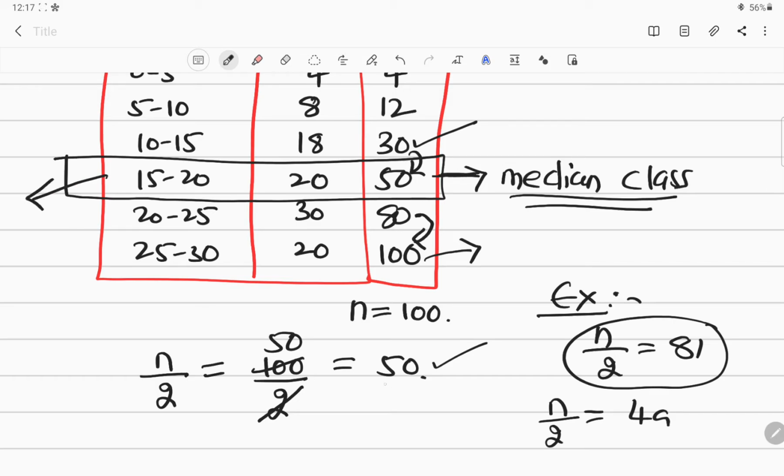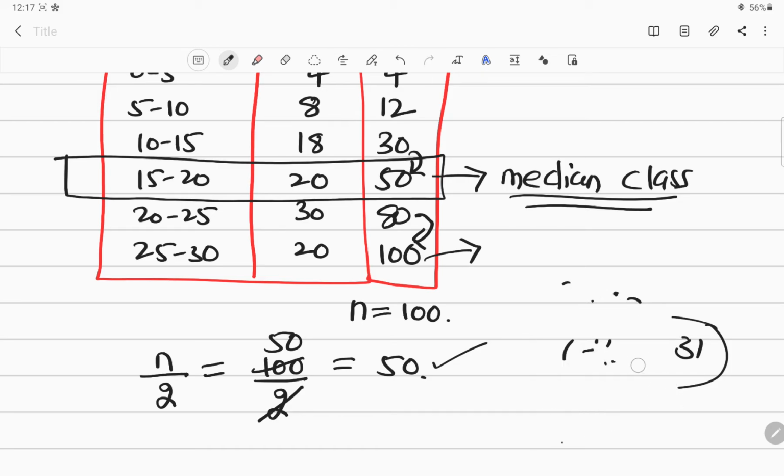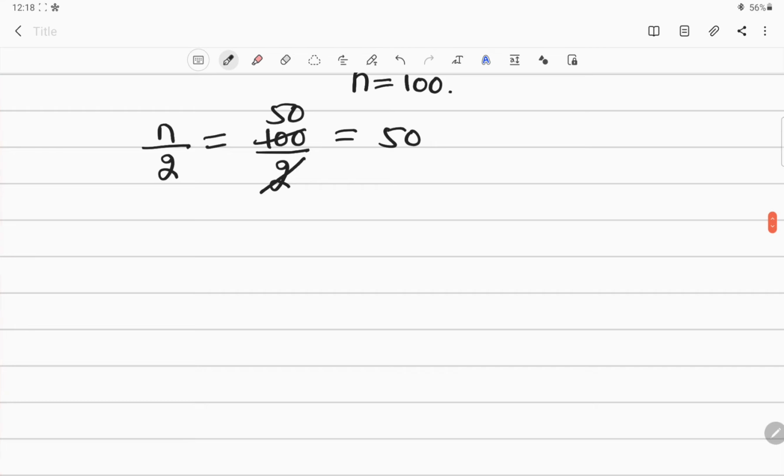All right, so according to this n by 2 we have to find out the median class. I think you got an idea about the median class and how to find it. Now once you have got this median class, then 50% of your work is done. Next is the formula.